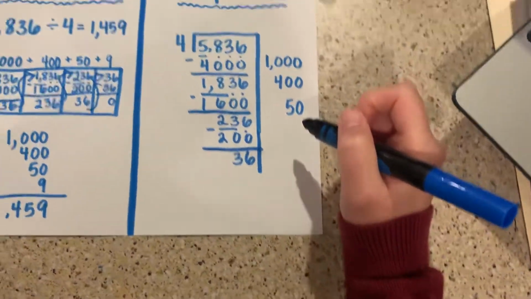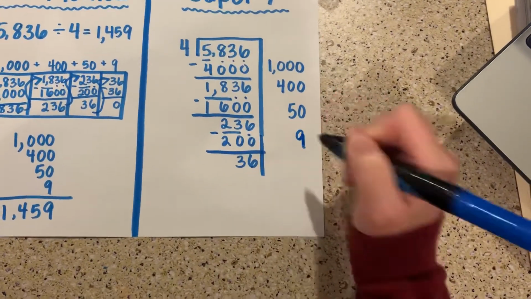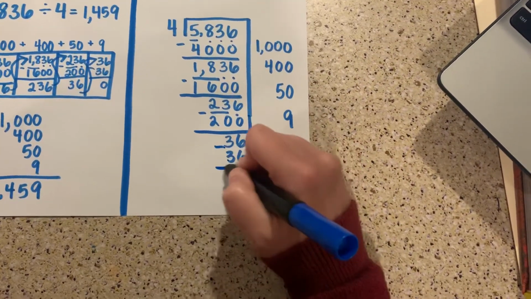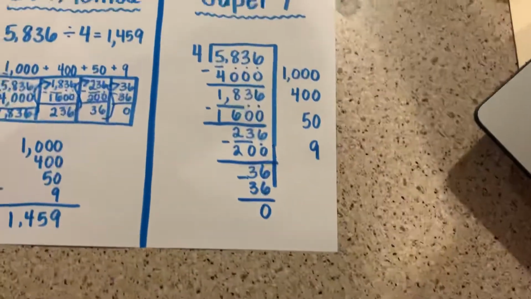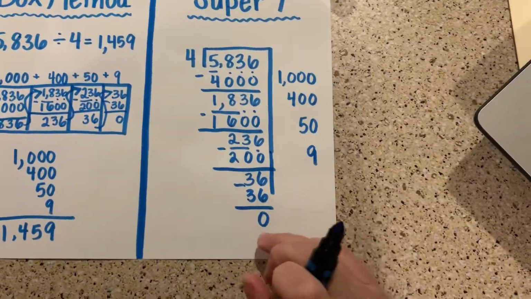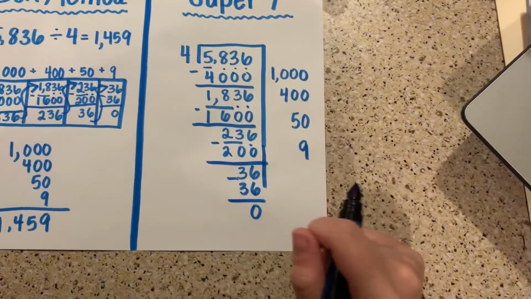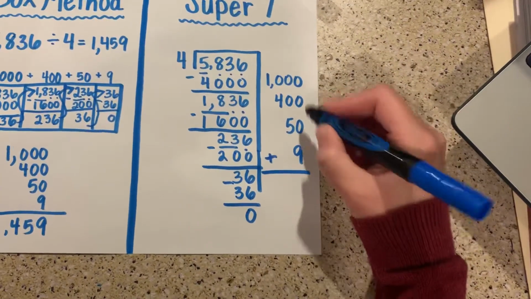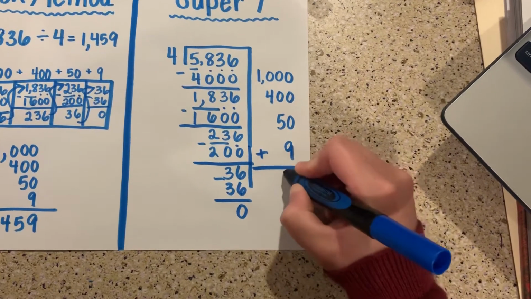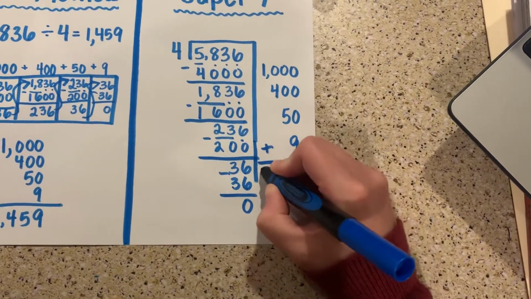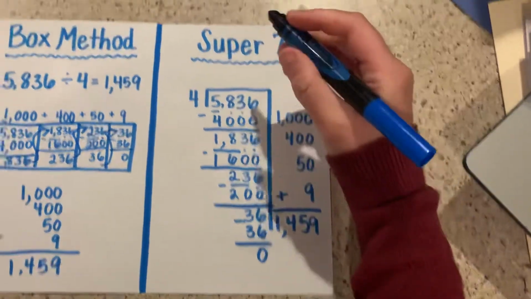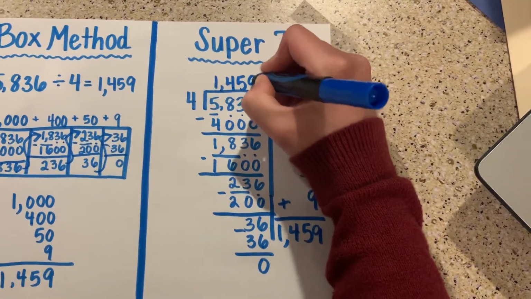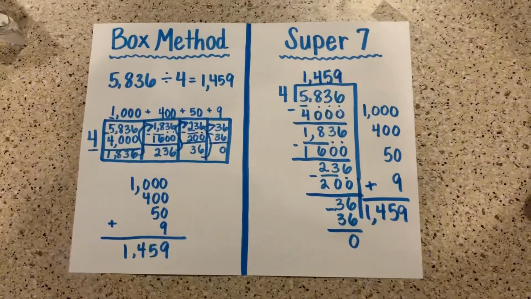4 goes into 36 9 times. 9 times 4 is 36. Subtract. And we have a 0 here. You want to keep going until you cannot make another group of that number or until you have 0. So I'm going to come on over and add up my partial quotients. 1,459. And there you go. That's how you do it.